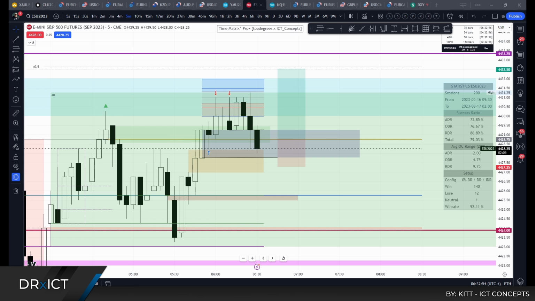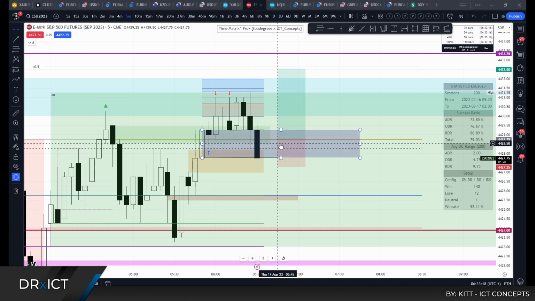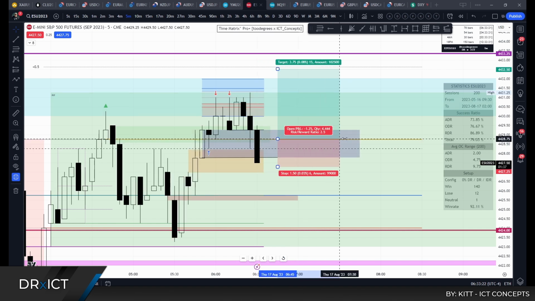You're looking for extension values during times that are greater for your extensions than they are for your retracements. 7 o'clock, they're still the same. Then 7:15 to 7:30 is where we start really seeing a disparity. So that's 7 o'clock here. Probably drag this out.